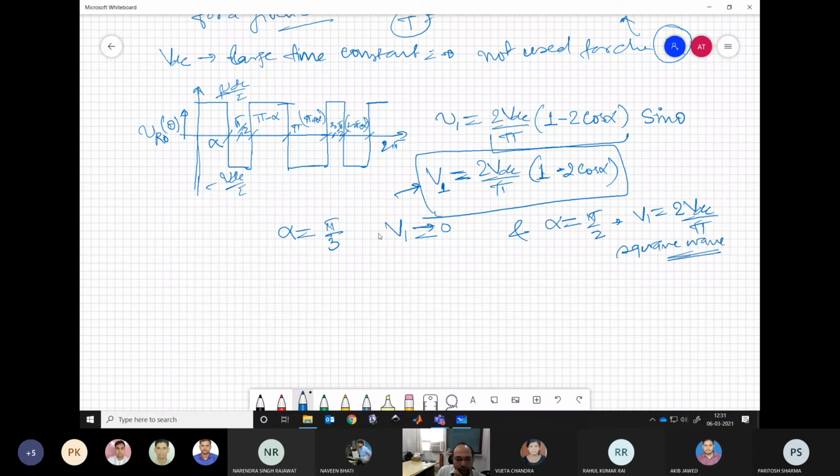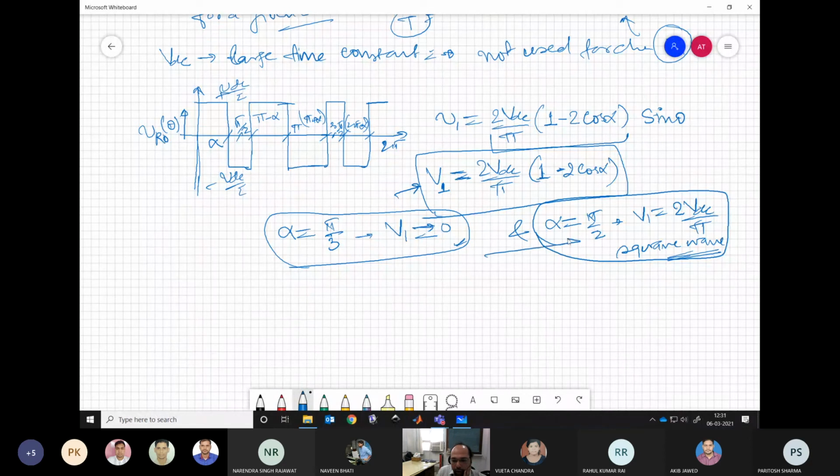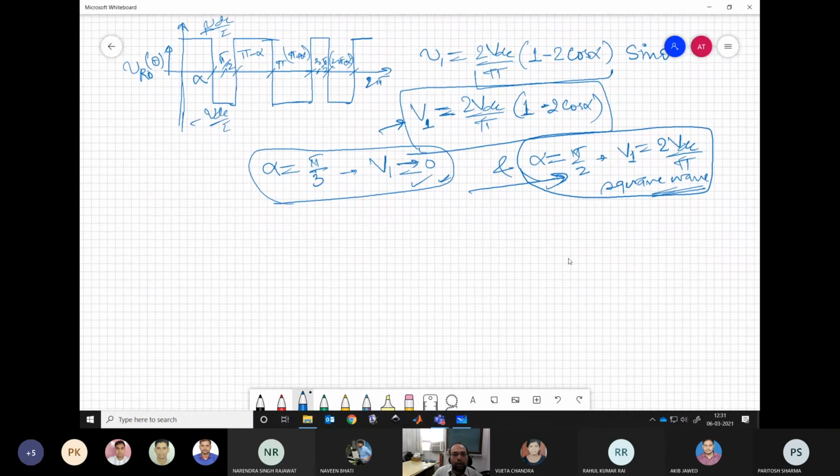So, which means when we are varying our alpha, we are changing our fundamental component. So from a minimum value, let's say 0 to the maximum value. So square wave is basically the maximum value. We cannot have anything more than that in terms of fundamental component. So from the minimum, that means 0 to the maximum, we are able to vary our fundamental component.